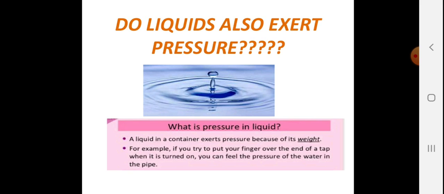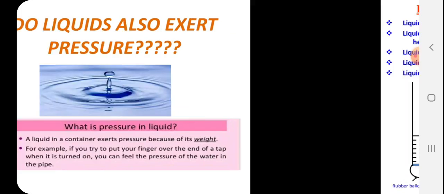Do liquids also exert pressure? What is the pressure in a liquid? A liquid in a container exerts pressure because of its weight. For example, if you try to put your finger over the end of a tap when it is turned on, you can feel the pressure of water in the pipe.